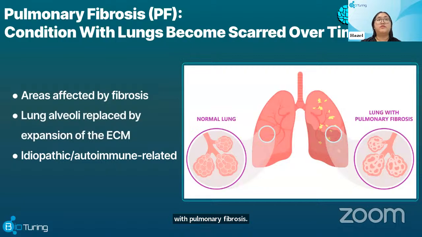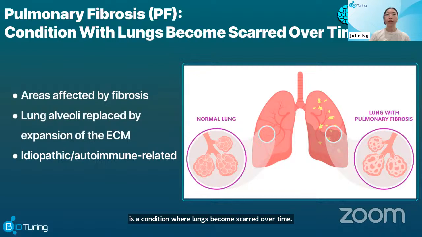Now we will come to a quick overview of the topic today, pulmonary fibrosis, from Julie. To give an introduction, pulmonary fibrosis, or PF, is a condition where lungs become scarred over time. These scarred areas are affected by fibrosis, and the lung alveoli are replaced by expansion of the extracellular matrix. Pulmonary fibrosis can either be idiopathic, meaning we don't know the exact cause, or autoimmune related, meaning we see activity of immune cells.